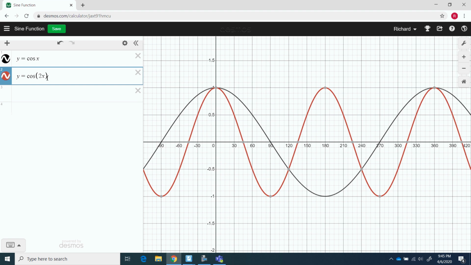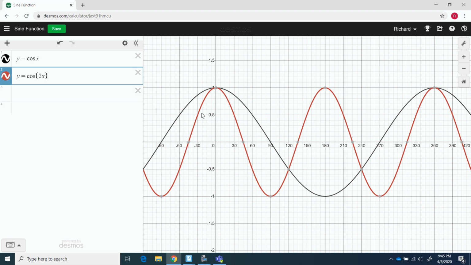So look at the red graph, and if we follow it out, it now starts its pattern here at 0, up at its high point, goes down, back up, finished, one wave. But look at where it's done now. Now it's done at 180 instead of 360. So by putting a 2 here, it made the same pattern in half the distance on this scale. So that affected what we refer to as the period. It had half the period.